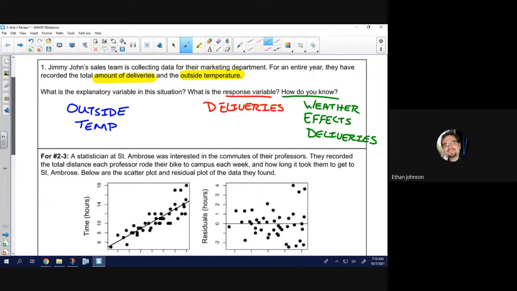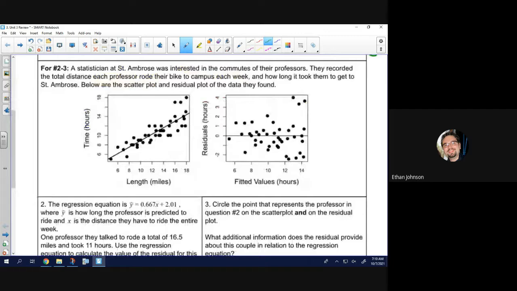Next one, for 2 through 3. A statistician at St. Ambrose was interested in the commutes of their professors. They recorded the total distance each professor rode their bike to campus each week and how long it took them to get to St. Ambrose. Below is the scatter plot and residual plot for the data they found. So on the left we have the scatter plot, on the right we have the residual.